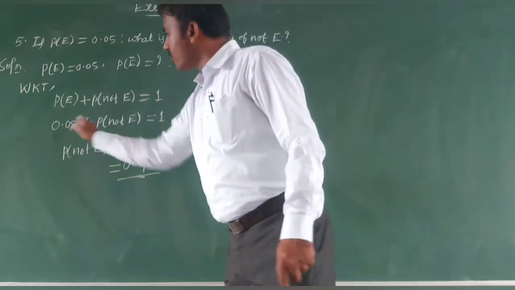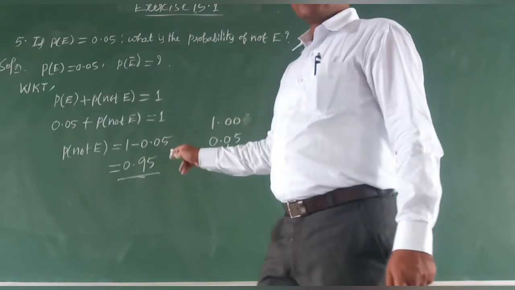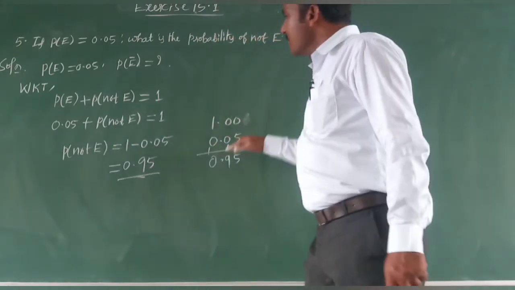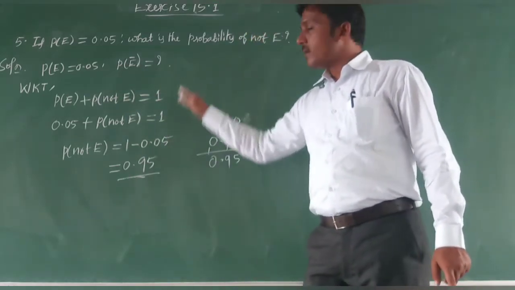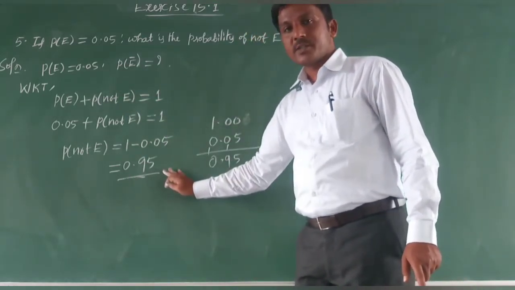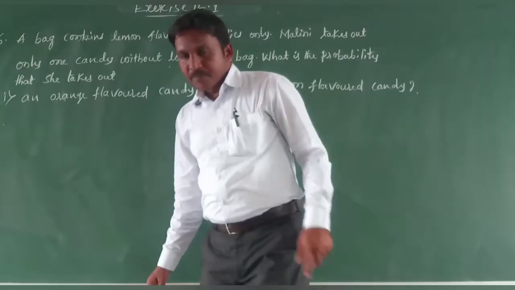0.95 plus 0.05 gives us 1. This is a very simple way. P of E plus P of not E is equal to 1. By using that condition, we have to solve this question. Very simple.